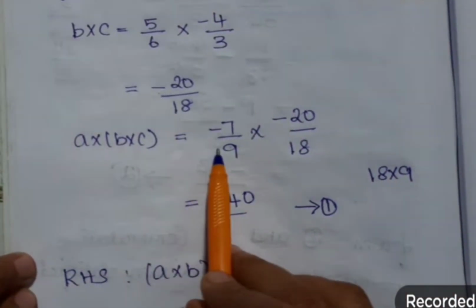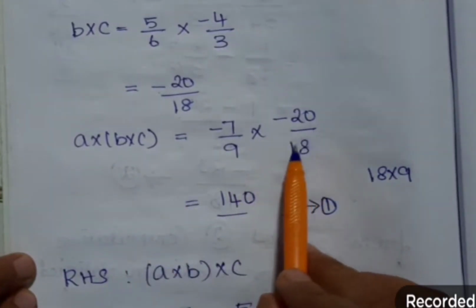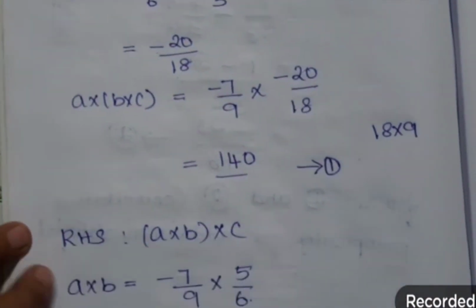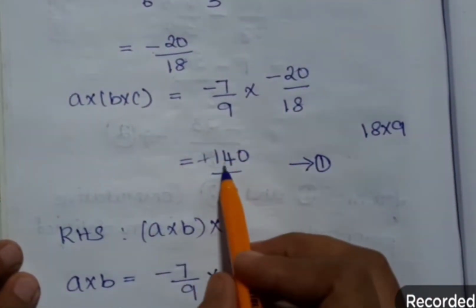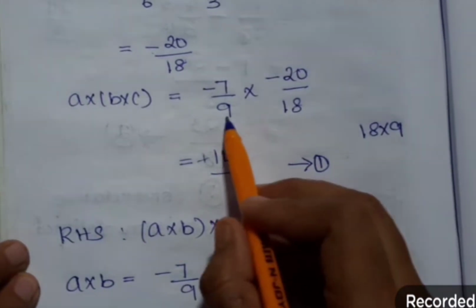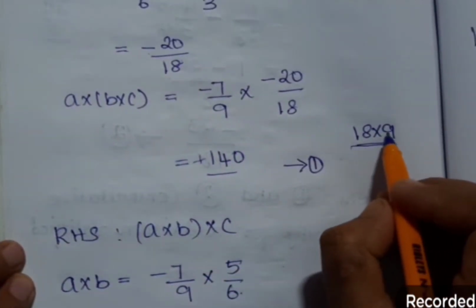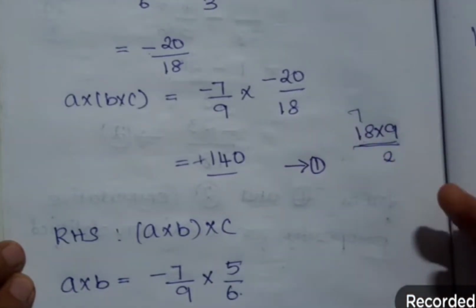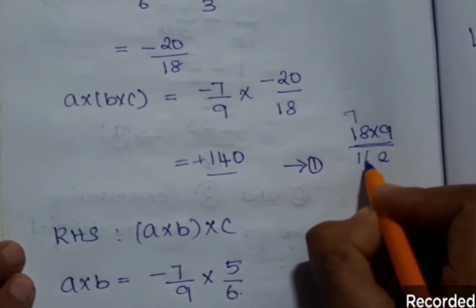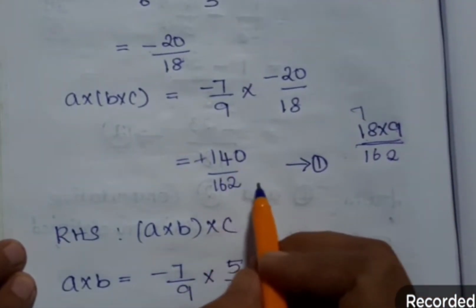In that you have to multiply with A value. Minus 7 by 9 into B into C value, answer is minus 20 by 18. So just multiply the numerator, minus 7 into minus 20, it becomes plus, 7 4s are 140, divided by 9 into 18. Multiply it. 9 8s are 72, 2, 7 is the remainder, 9 1s are 9, 9 plus 7 is 16. So the answer is 162. This is your left hand side value.